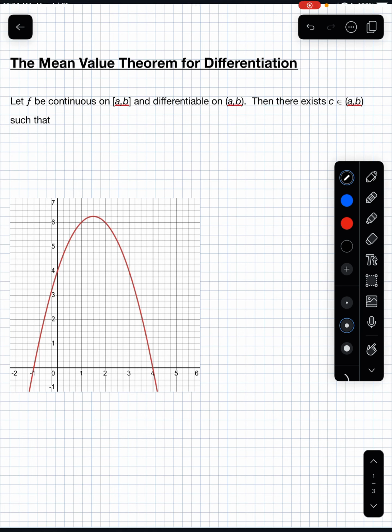The mean value theorem is going to be based on, well, as the word mean implies, connecting the average rate of change of a function to the actual derivative, the instantaneous rate of change of a function. Now, we already have the definition of the derivative as being the limit of the average rate of change, but this is taking a little bit of a different approach.